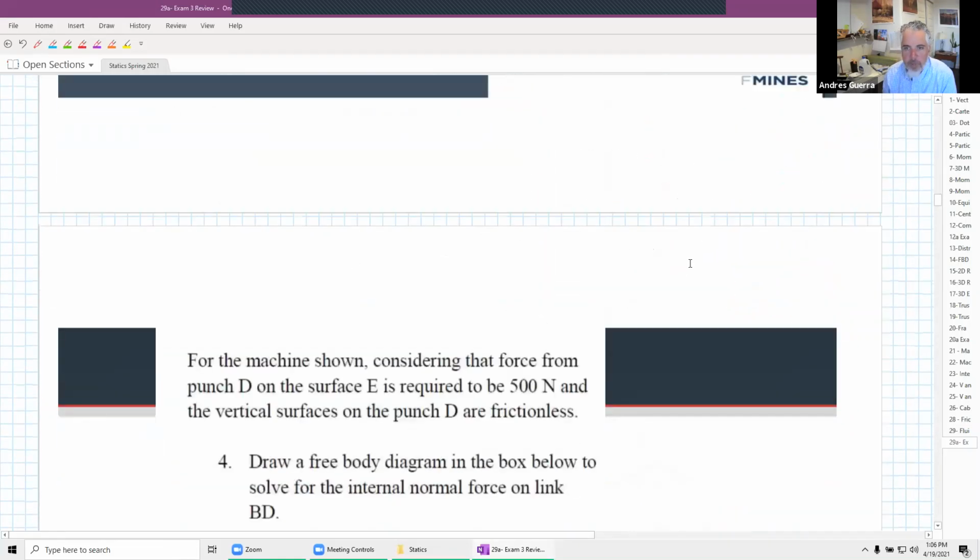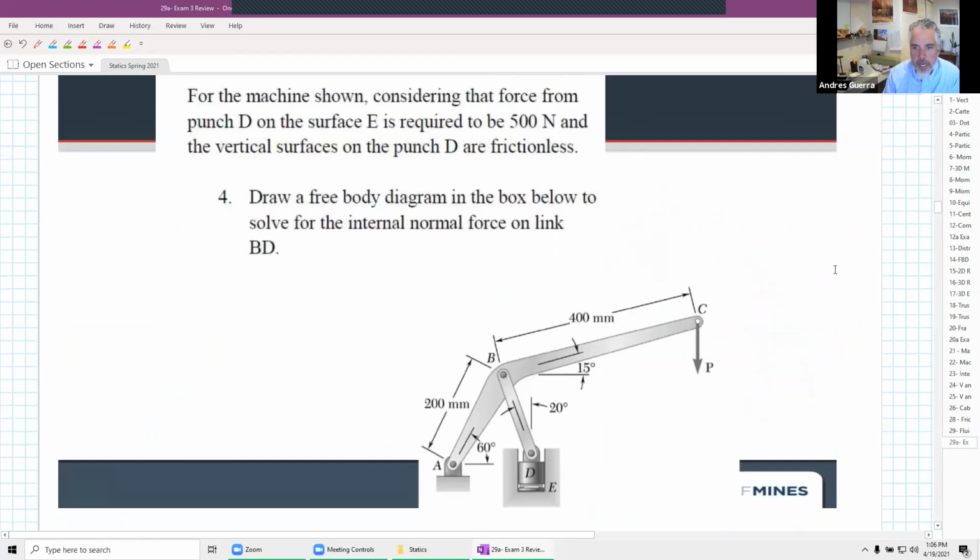Okay, moving right along, we have another machine or frame here. Considering that the force from the punch D on surface E is required to be 500 newtons, they're telling us right in here it is 500 newtons. The vertical surfaces on the punch are frictionless. Draw a free body diagram in the box below to solve for the internal normal force on link B to D. Well, if they're telling us to find the internal normal force in that short link, we have to cut through it, don't we?